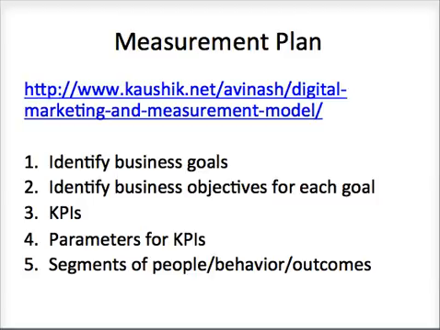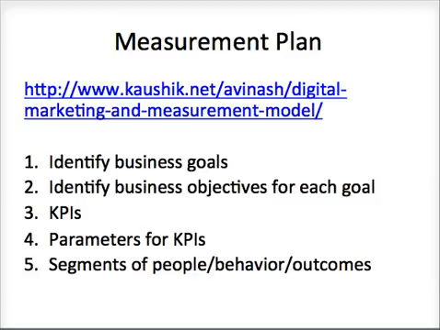So then you go into the KPIs, key performance indicators. These are the milestones to help reach these objectives. And then you need to have parameters for the KPIs. So how are you actually going to execute this? What are the strategies that you're going to use? And then who are the segments of people, behavior, and outcomes that you're looking for from this.